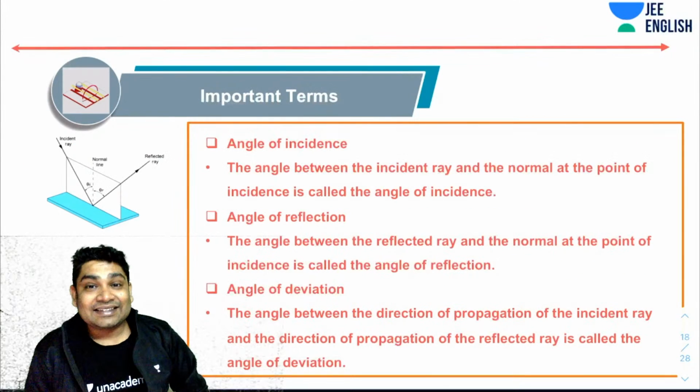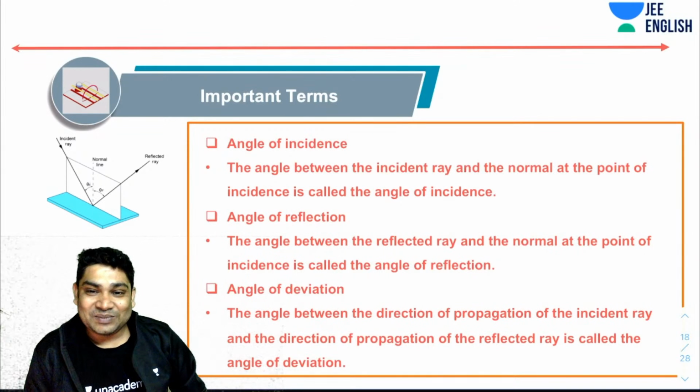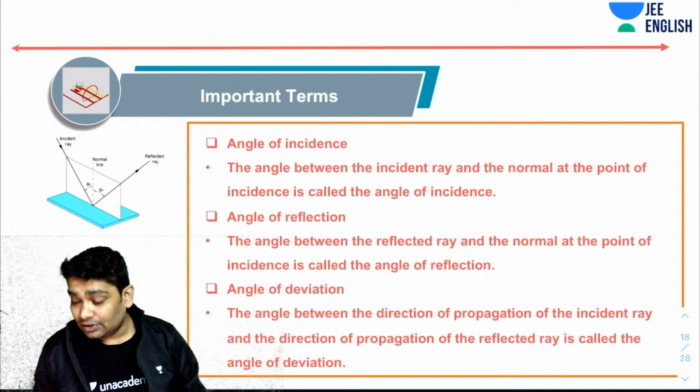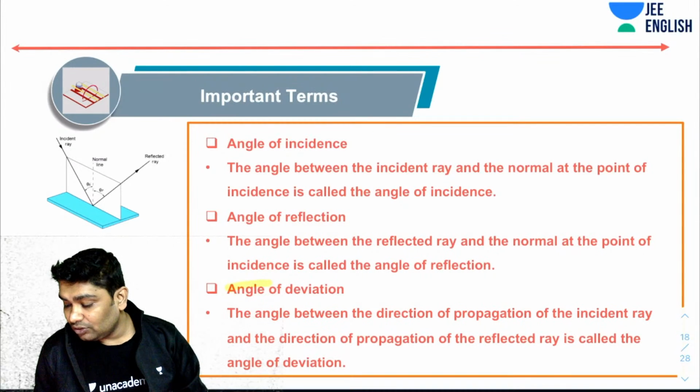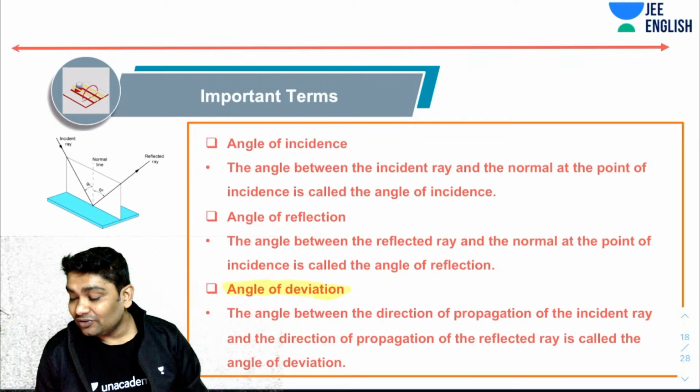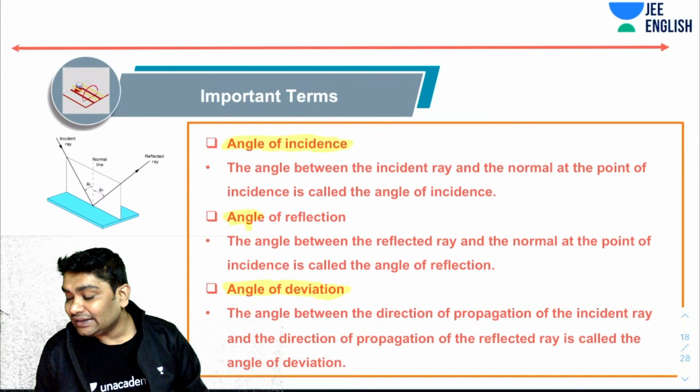Next, again, talking about some basic terms related to reflection. You have the angle of incidence, which is the angle between the incident ray and the normal at the point of incidence. Then you have the angle of reflection, which is the angle between the reflected ray and the normal at the point of incidence. And then you have the angle of deviation. A lot of people do not understand this well, so understand this right here. You have the angle of incidence, which most of you have studied in class 10th, probably 8th also. The angle of reflection is also known. Now, in this year, we will talk a lot about the angle of deviation or the deviation produced.